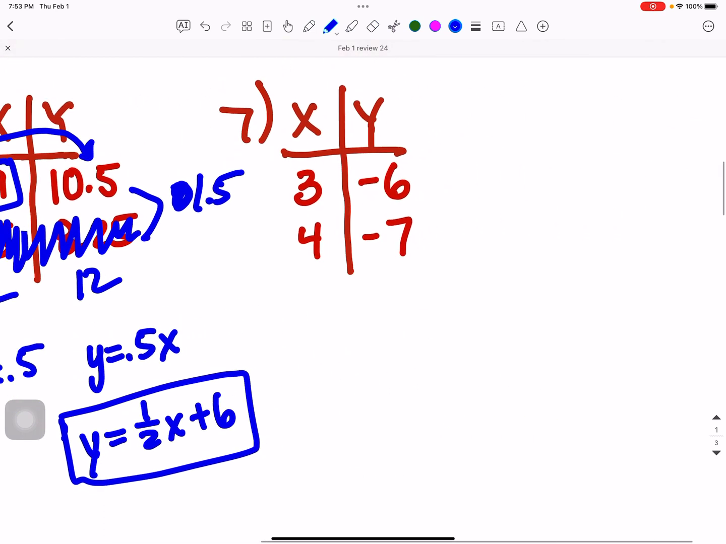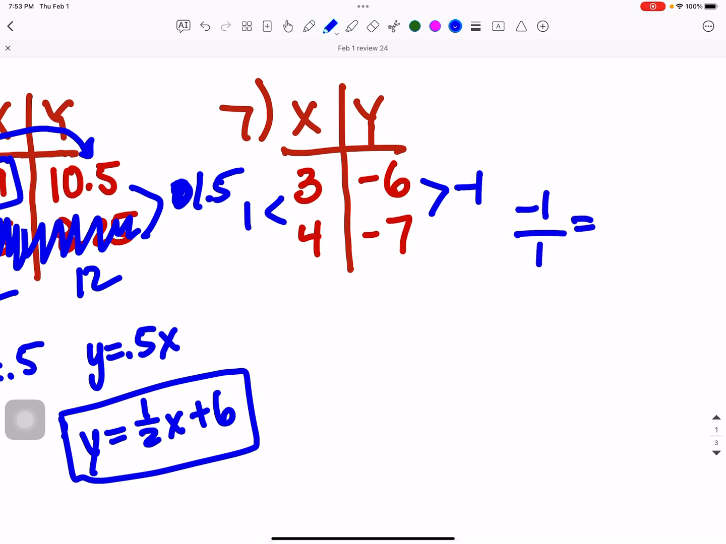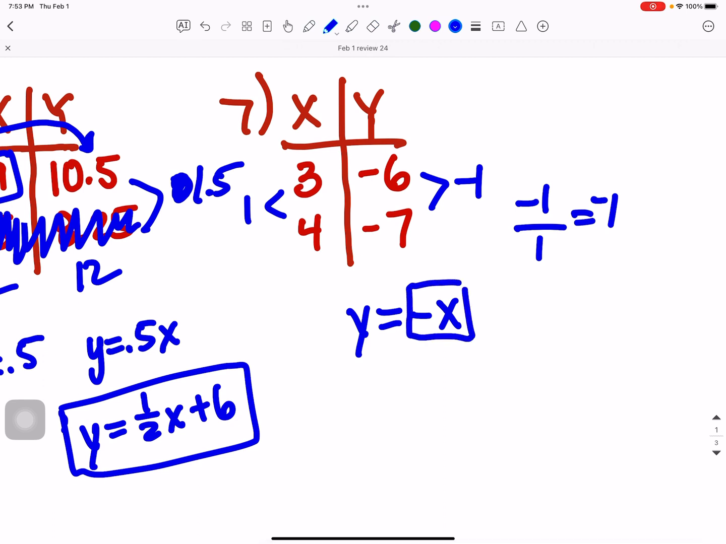All right, number 7. This one goes down 1. This one goes forward 1. Down 1 divided by 1 is 1. Or sorry, negative 1. So y equals negative 1x. So we take our x and we make it negative and see what happens. We take our x and make it negative, that's negative 3. But we're shooting for negative 6, so we minus 3 more.